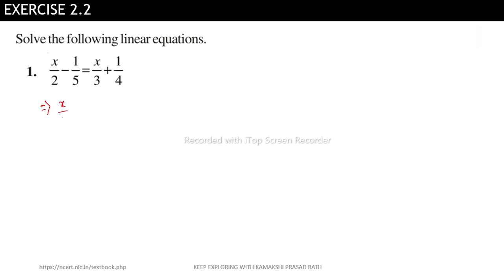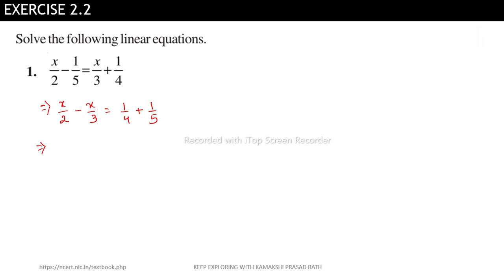On the left hand side we already have x/2 as it is. On the right hand side x/3 is added, so on the left hand side it will be subtracted. Then we have 1/4 on the right hand side. Now 1/5 is subtracted on the left hand side, so it will be added to the right hand side. While shifting, you have to take care that addition changes to subtraction and subtraction changes to addition.